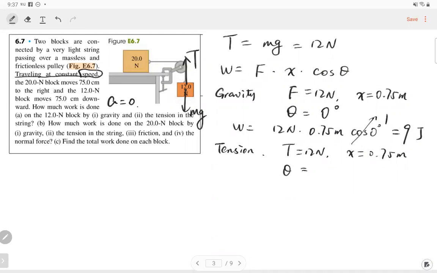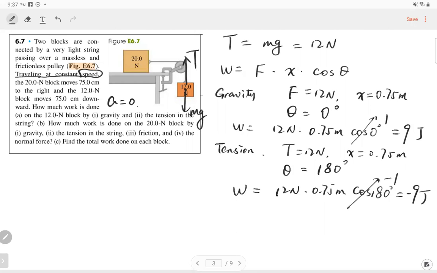The tension goes up, right? If the tension points up and the displacement points down, then the angle between these two vectors will be 180. So then we will get the negative work. The negative work will be 12 Newton times 0.75 meter times cosine 180. Cosine 180 is negative 1, so we get negative 9 joule.